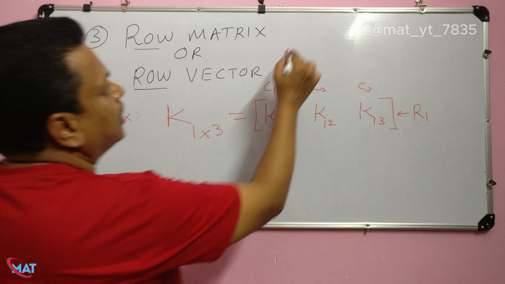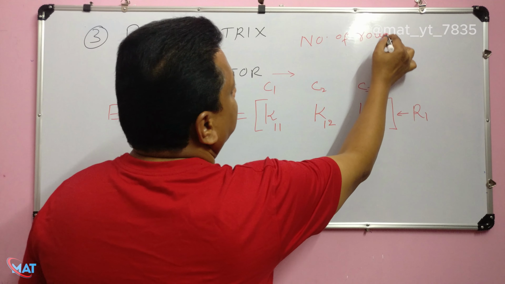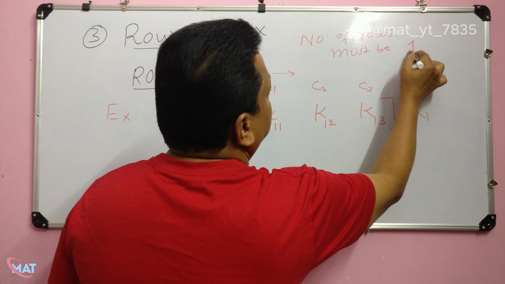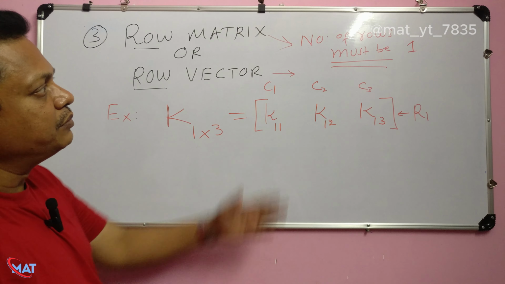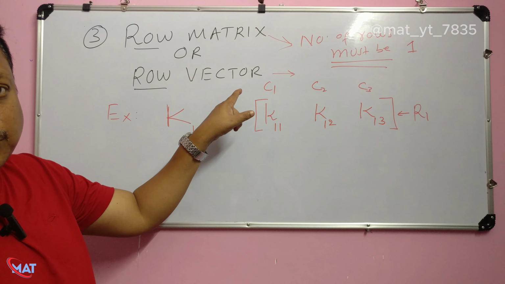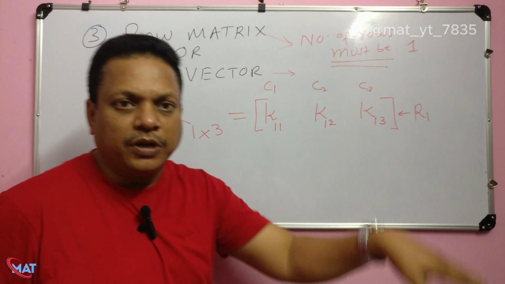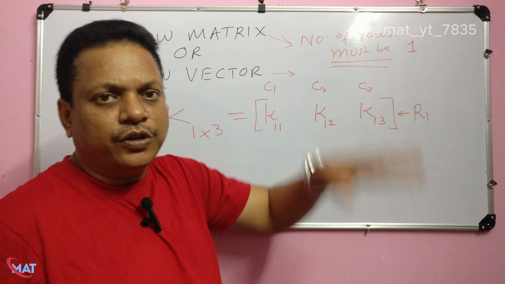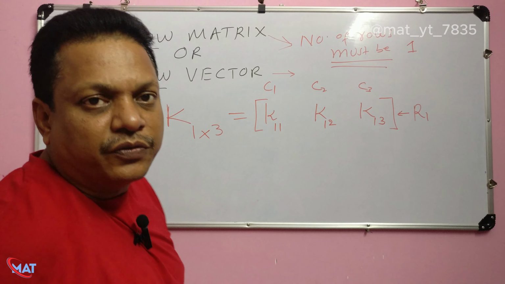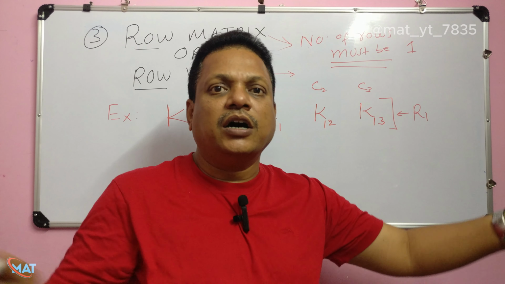So, what is the meaning here? The number of rows must be 1, that's all. Columns can be more than 1. It is called a row matrix or row vector. We use this row vector terminology in vector algebra. Once we come across various videos under the heading linear algebra, there we are going to deal with vectors. That's why matrices, coordinate system and vectors are interrelated.